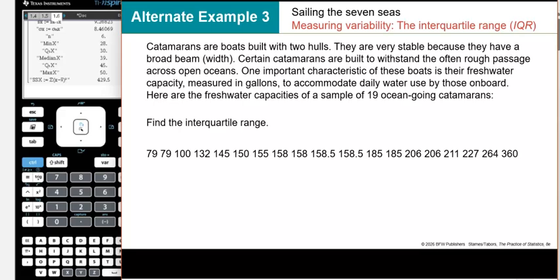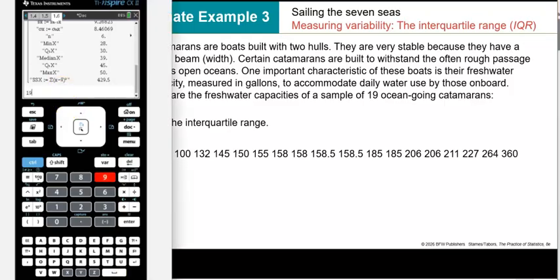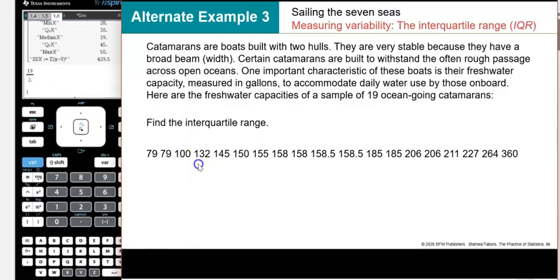There are 19 values, so there's one term in the middle. To find the middle term, I do 19 divided by 2, which gives 9.5. Round up, and we need the 10th term. I count to the 10th term: 1, 2, 3, 4, 5, 6, 7, 8, 9, 10. So 158.5 must be the middle term, because it's the 10th term. There are 9 on each side.